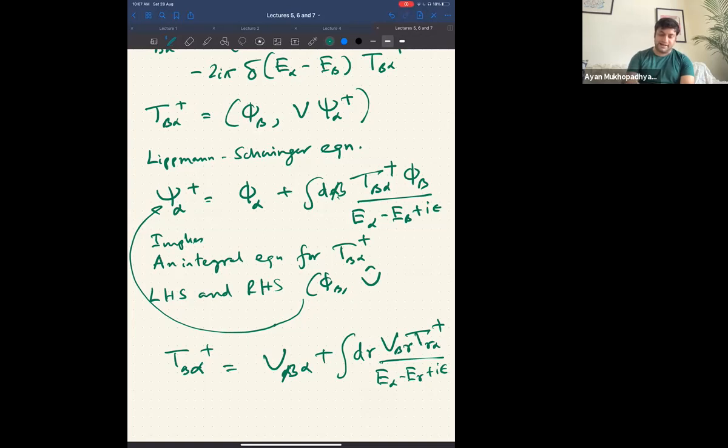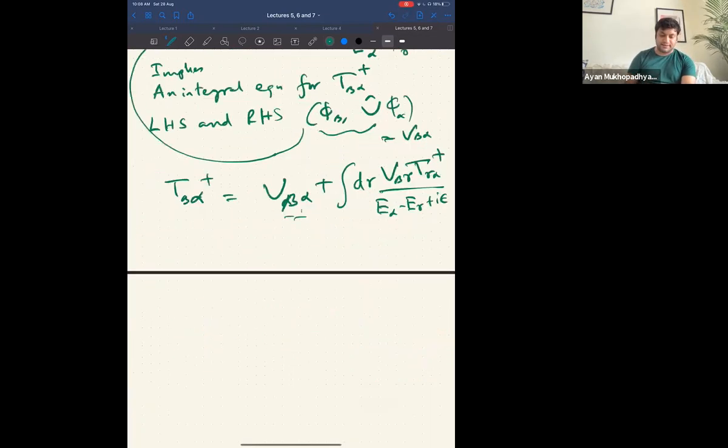So what I've done is I have first of all changed beta to gamma here, right? Let me call it E gamma. And then what I do, I take this inner product on this side. So obviously phi beta V phi alpha is equal to V beta alpha. That's the definition of this matrix element. I use it here, I use it here, I get this integral equation for T beta.